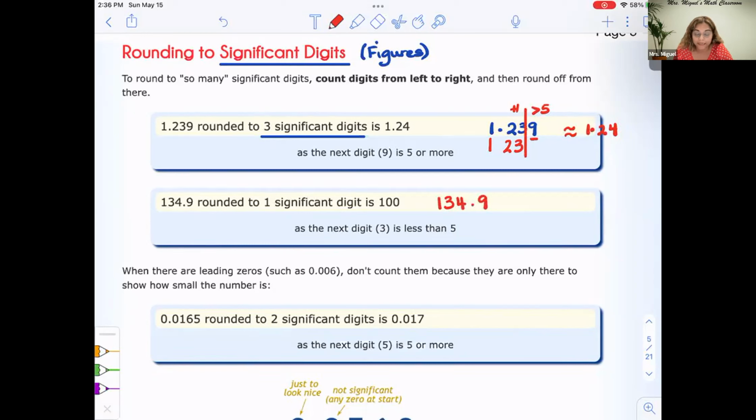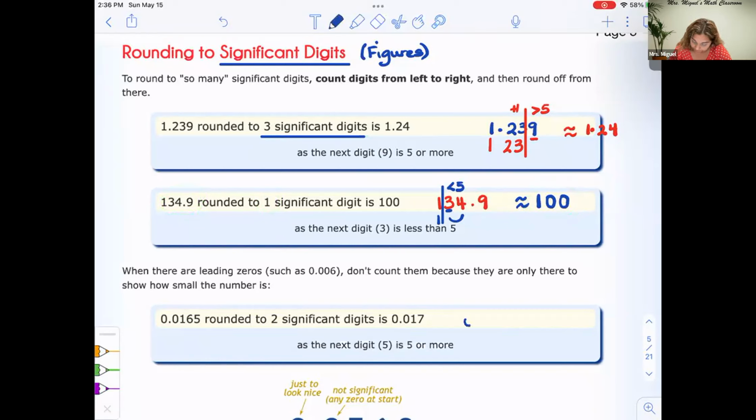I am rounding 134.9 to 1 significant figure. Well, this is my first significant figure. This is my cutoff. This number is less than 5, so I do not add 1. So the 1 stays, and I have 2 digits before the decimal point. So in place of the 3, I put a 0. In place of the 4, I put a 0. Because I cannot approximate 134.9 to 1 and keep the place value different. The place value must be the same. So this is approximately 100.